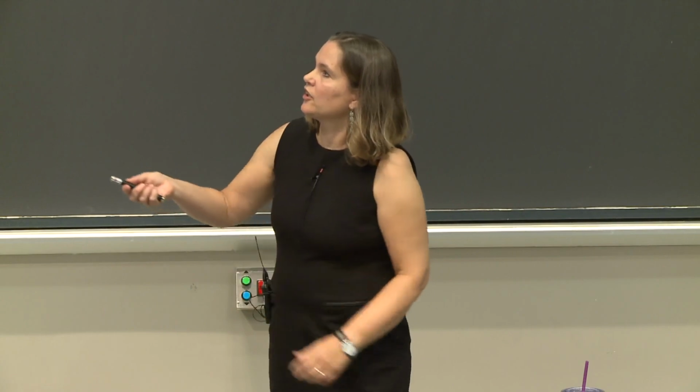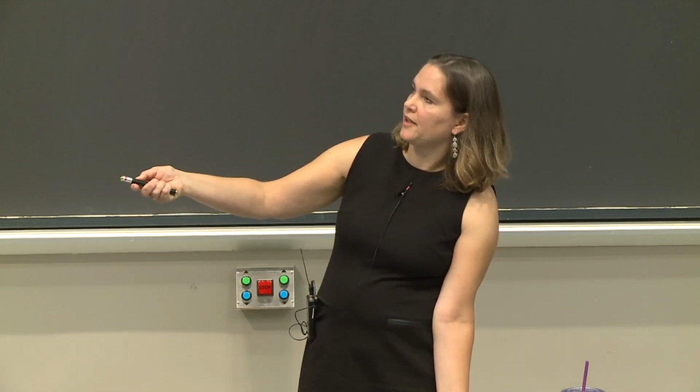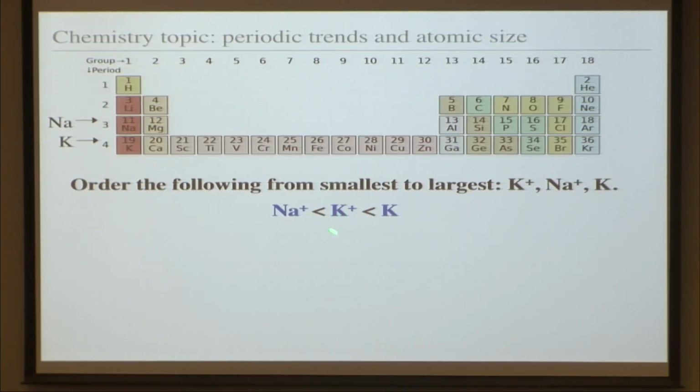So here we want to think about the neutral, and then this one has one less electron, so that's going to be smaller. And then when you compare potassium with sodium, you have to think about N. This is down farther, so that's going to be bigger than sodium. So here we're thinking about the difference in electron configuration, and here we're thinking about N.